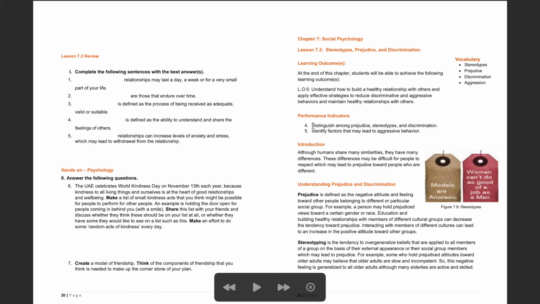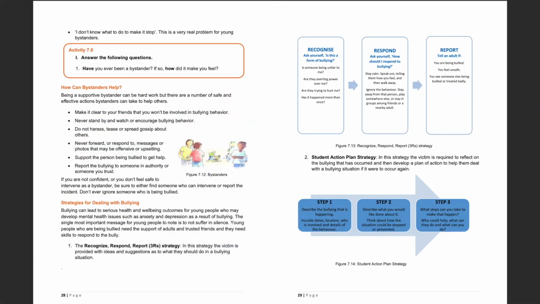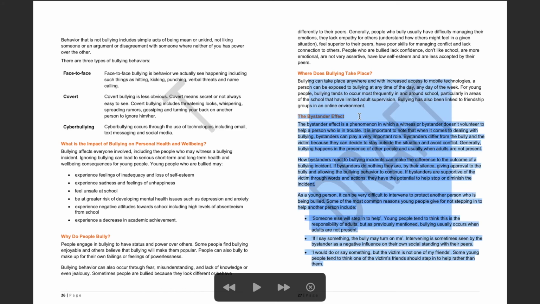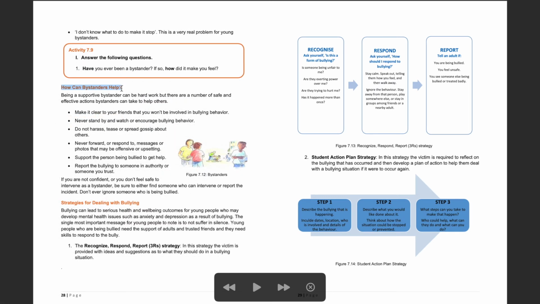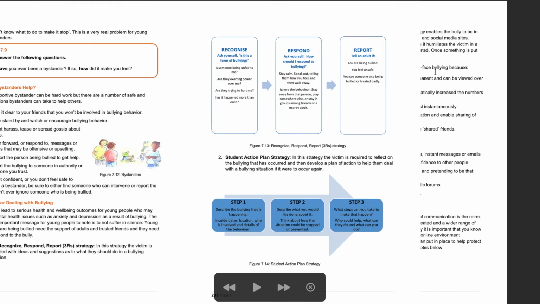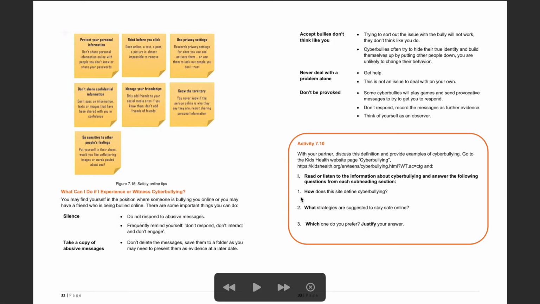For example, this is distinguish among prejudice, stereotype, and discrimination, and identify the factors that lead to aggressive behavior. You can take help from this document I'm going to send. For example, this is the bystander effect, this is what is a bully, and how the bystander can help. So these are the strategies to reduce bullying: recognize, report, and respond. And these are the types of bullying, and so on.